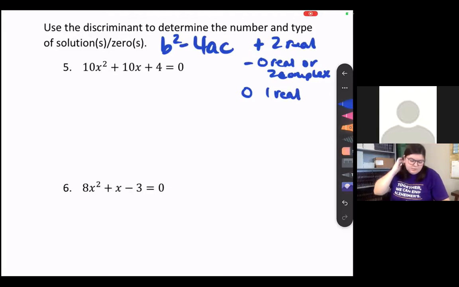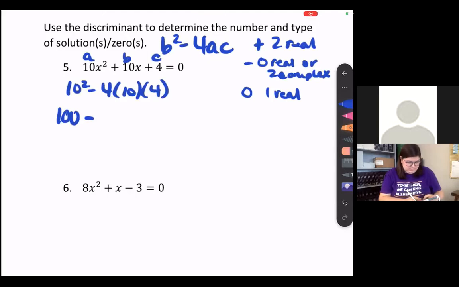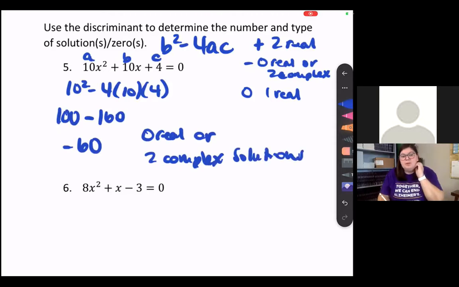So when we are plugging in, we just need to find A, B, and C. So my B value is 10, so 10 squared minus 4 times 10 times 4. I get 100 minus, I believe that's 160. Yep, 160. So I get negative 60. So this is negative, so I have 0 real or 2 complex solutions. So these are both part of your answers. You need the words and you need the number.